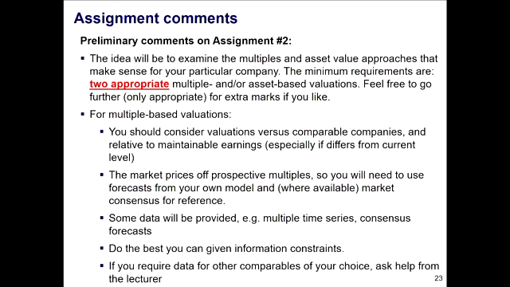In the second assignment, you are expected to analyze the appropriate multiple or asset-based valuation. You may choose any tool from these two groups of valuation techniques. Only use the appropriate methods. If you want to have additional analysis, you're welcome to do so if the choice of additional analysis is relevant and conducted correctly. So I would suggest you read through the assignment guidelines for the second half of the semester. For the second assignment, have some good understanding of what's expected and how you might apply this analysis.